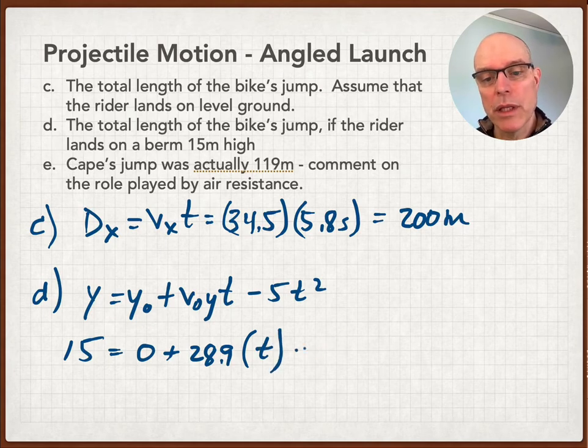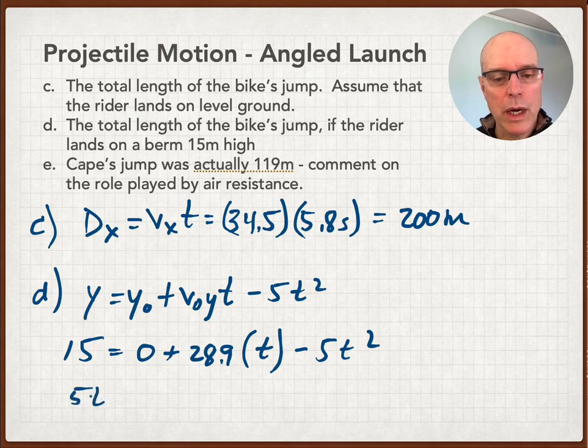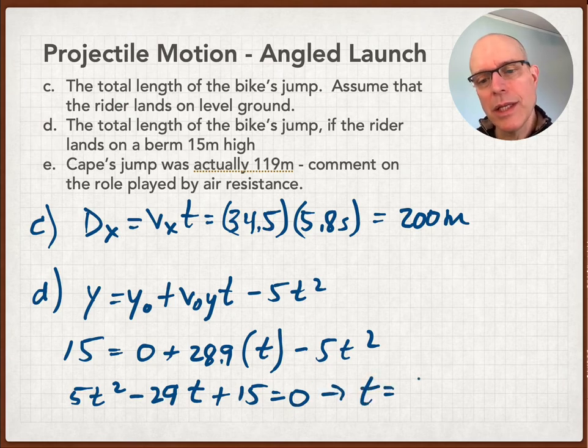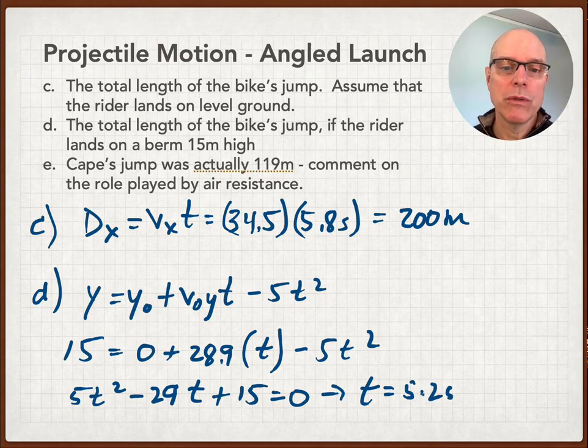So what we end up with is a quadratic. So minus 5t squared. So if I collect this whole thing together, what I end up with is 5t squared minus 29, let's call it 29 times t, plus 15 equals 0. And when I go and figure out that time, I get that t is around 5.2 seconds. There's actually two solutions for it. One of them is very early on in the game, and the one that we want is 5.2 seconds.